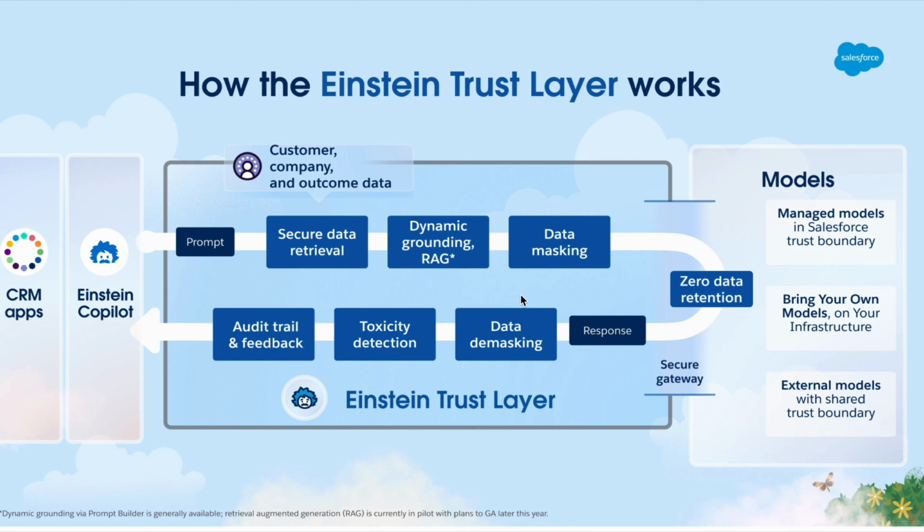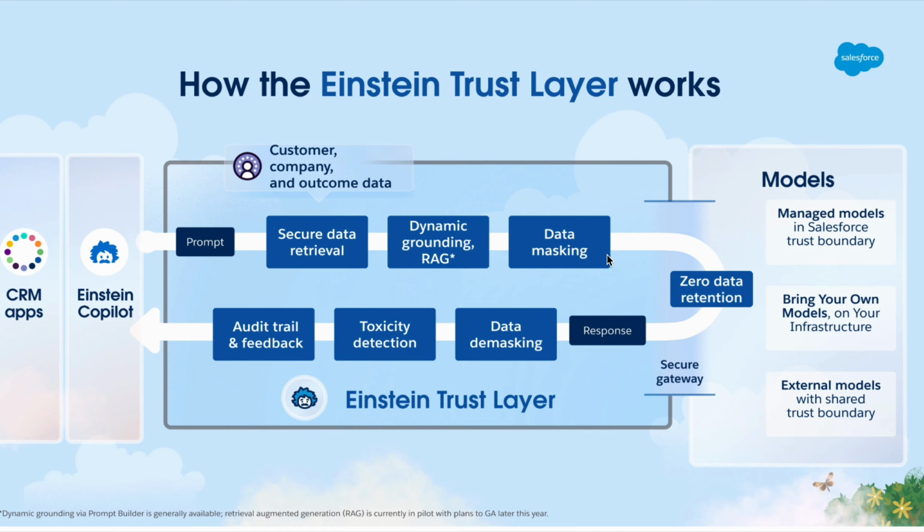So in the Einstein trust layer, I said, right? Every placeholder will have some value. Think of it like a map. Every key will have a value. Then here in the data demasking, it will again map those values and put them in the proper content, like in the response. So that's how we will get the data again in the response properly.